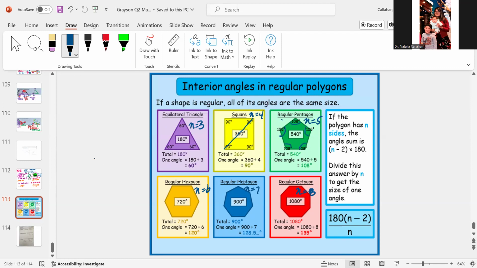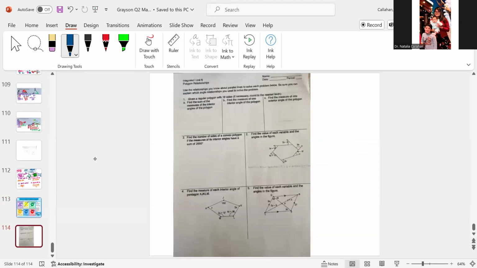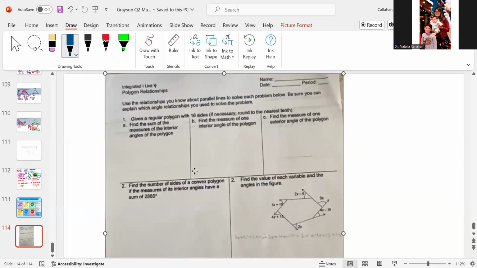Do you see that? If you want one inside angle, so one interior angle, it's the same thing, but you always divide it by n. Okay? Now you're ready for this. Are you ready? Okay, read the question, please.